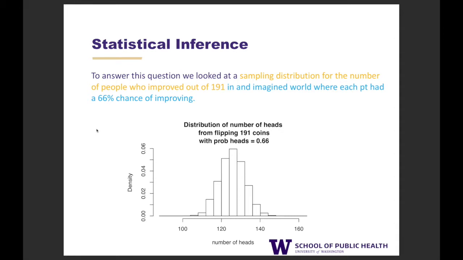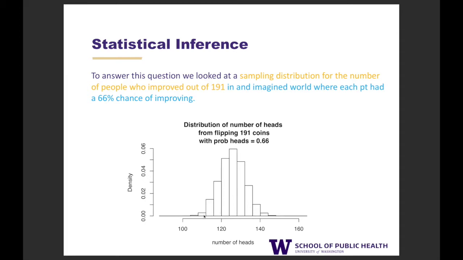We related this to flipping a coin. If you flip a coin 191 times, and on each flip the coin has a probability of heads of 0.66, so it is a weighted coin, not a usual fair coin, how many heads might you expect to see? This is the sampling distribution of the number of heads you might expect to see. It's centered, I forget the exact value, but somewhere in the 130s, I believe.